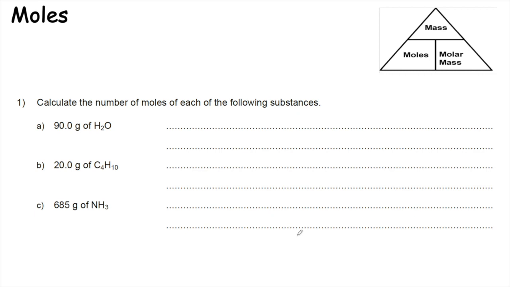Right, so let's have a look at the first one, 1A. Well, all of these are asking for the number of moles, so it's always the same calculation. It's always going to be mass divided by molar mass. So the mass is 90, and we're going to divide that by the molar mass, which we'll need to work out for each of these examples. The molar mass of water is 18, so 90 divided by 18 is 5.